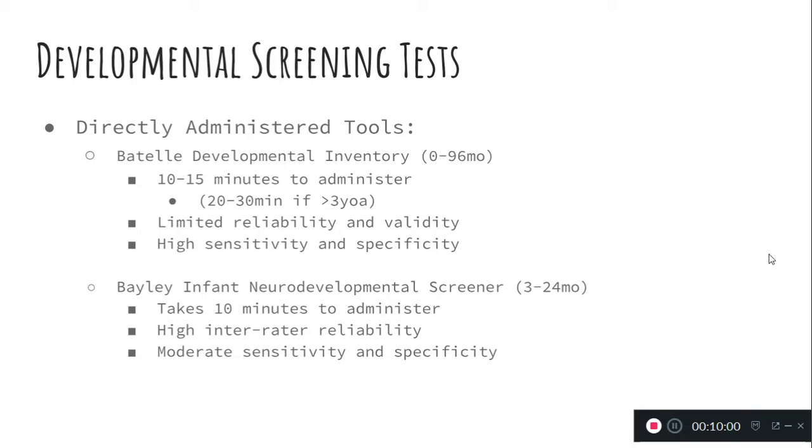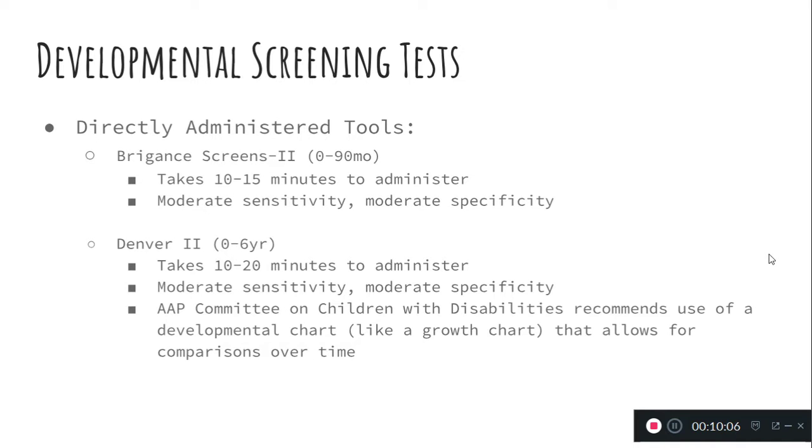Next, Bailey, we've got 3 to 24 months. Takes about 10 minutes. Again, Brigance 2, so 0 to 90 months, 10 to 15 minutes. Now the Denver, I think most people are pretty familiar with. It takes 10 to 20 minutes to administer. It is nice because it plots development on a growth chart, which is recommended by the Committee on Children with Disabilities to allow for comparisons over time.